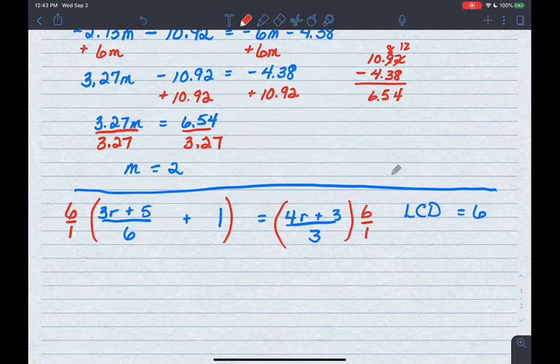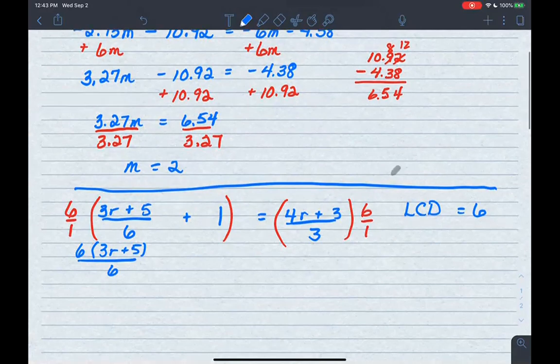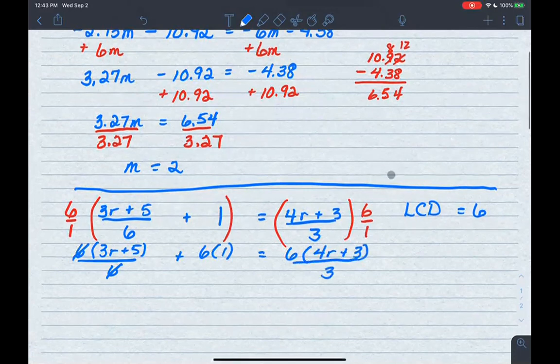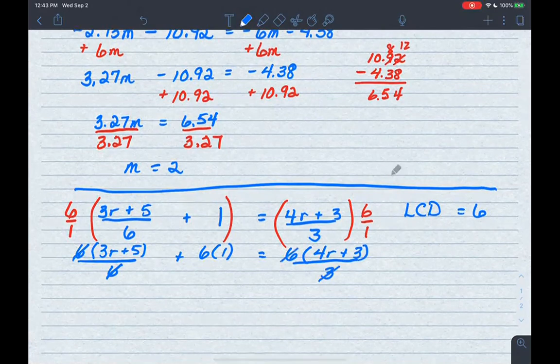Now I'm going to write my terms separately so that I don't miss anything. So my first fraction, it's 6 times 3r plus 5 over 6. Now, what's going to happen to those 6's? They cancel out, so they're going to be gone. But then I'm going to have plus a 6 times 1. And then I'm going to have equals 6 times 4r plus 3 over 3. And the 6's don't cancel completely, but 3 divides into 6 twice.